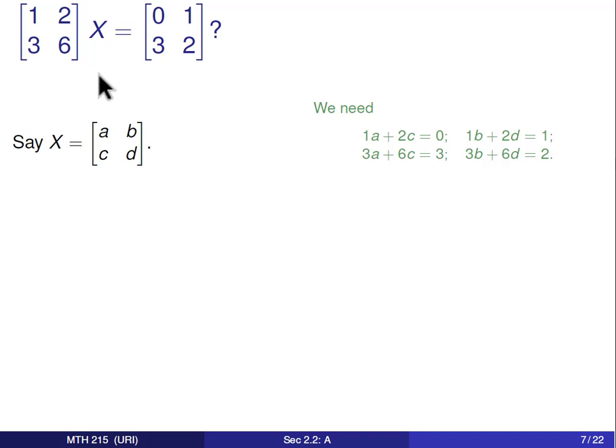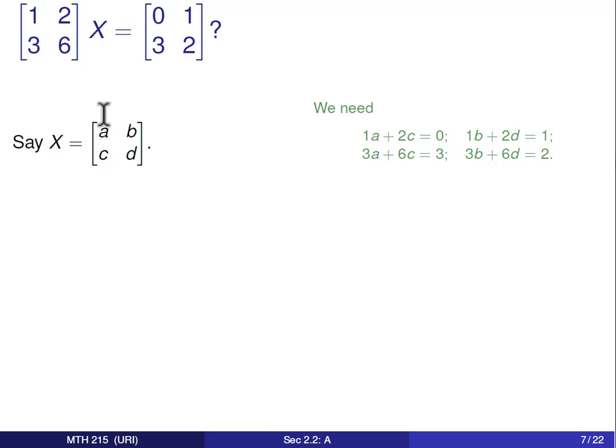The first question was, if you want to set 1, 2, 3, 6 times some unknown matrix equal to 0, 1, 3, 2, and if you want to solve for x, how would you do it? Now, this is the scenario where if we could divide by matrices, it would be just nice to divide both sides by 1, 2, 3, 6, and if we knew what that meant, we would have a solution for x. But we don't know what it means to divide by matrices at this point. So we're going to solve this in an old school way.